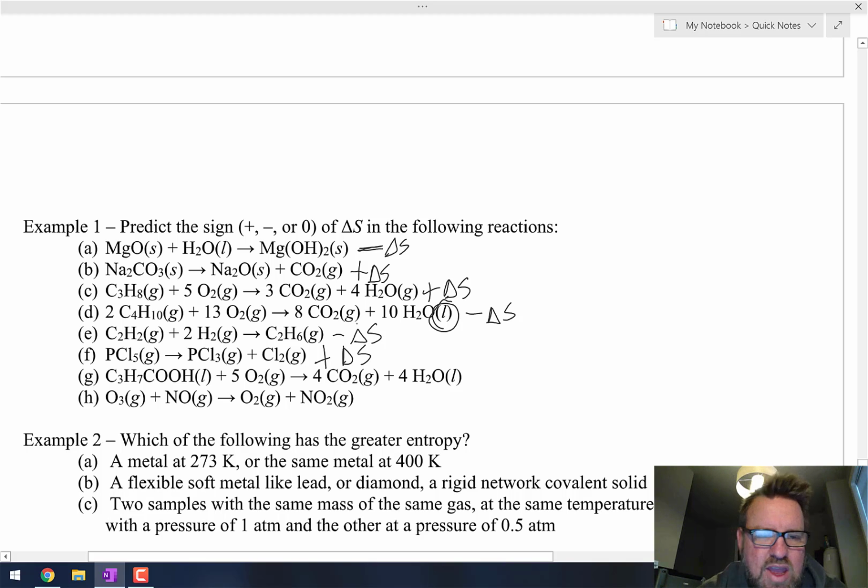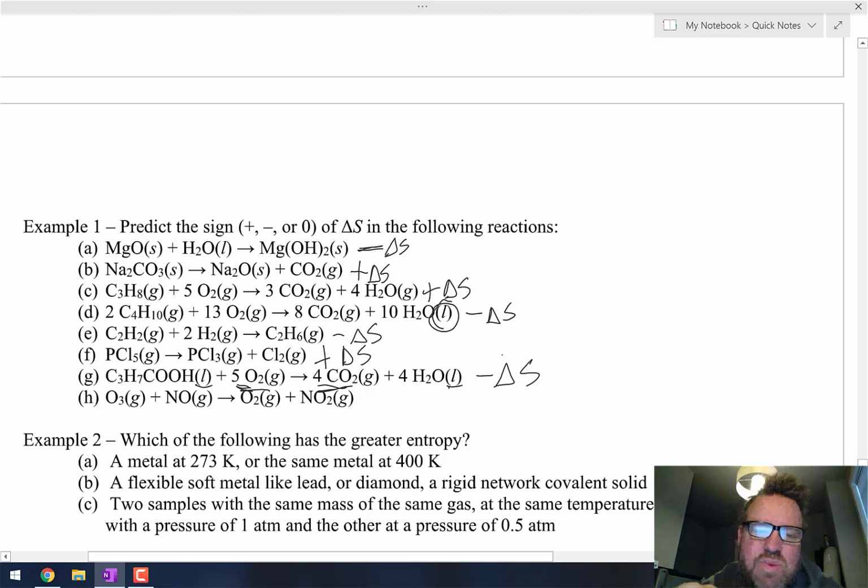Letter G, be careful with those liquids there again. Whenever there's gases involved, you can kind of forget about everything else because gases are the ones that have the most entropy. And so you're going from 5 gas particles to 4 gas particles. So that is a negative delta S.